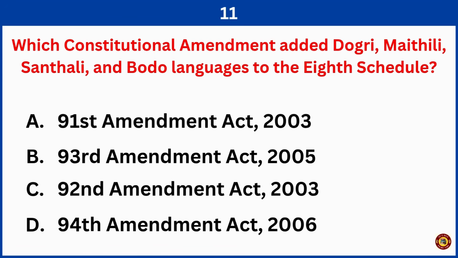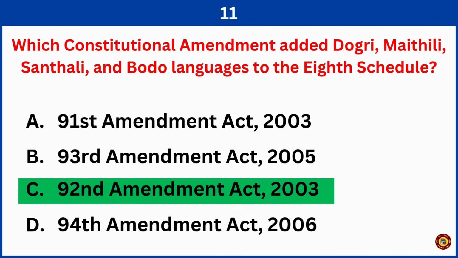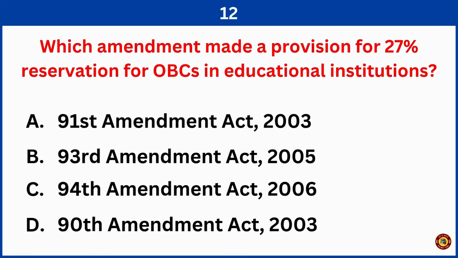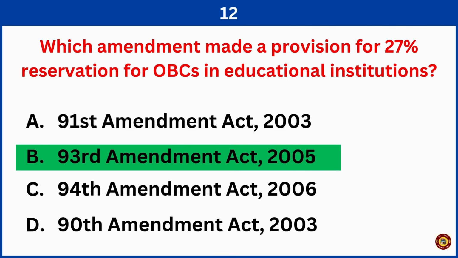Which constitutional amendment added Dogri, Maithili, Santali, and Bodo languages to the 8th Schedule? Correct answer is option C, 92nd Amendment Act 2003. Which amendment made a provision for 27% reservation for OBCs in educational institutions? Correct answer is option B, 93rd Amendment Act 2005.